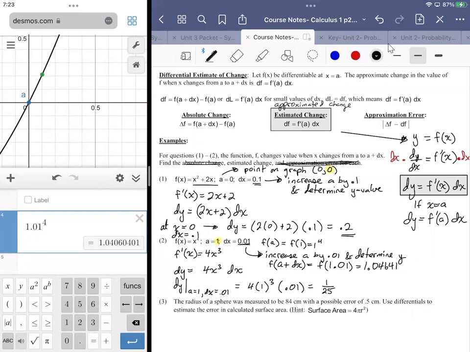Right, so this is what the value should have been. Now, this number is the value that we would have to add on to the result of f of a in order to get an approximation for this value. All right, so we add this to f of a. So f of 1 plus 1/25th. So that's our f of a value plus our dy, which gives us our approximation: 1 and 1/25th, which is 1.04.